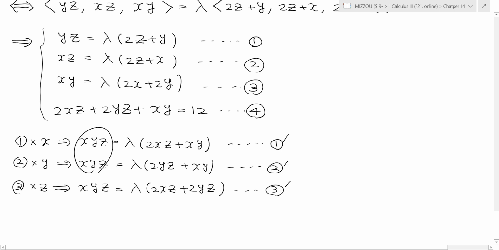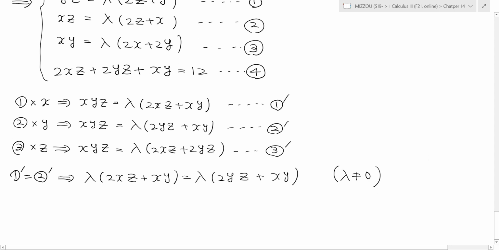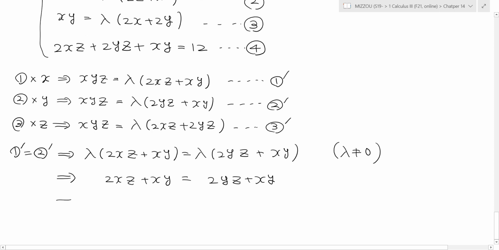Then, since we have the same thing here, we can equate those, so to speak. And then you get lambda 2yz plus xy. Now, we know that lambda is non-zero. So this is always the case. You may assume that for this type of problem, you may always assume lambda is non-zero. And therefore, by dividing both sides by lambda, you get 2xz plus xy equals xy, and then 2xz is equal to 2yz.